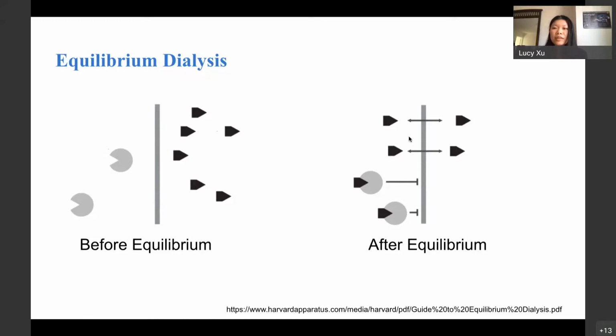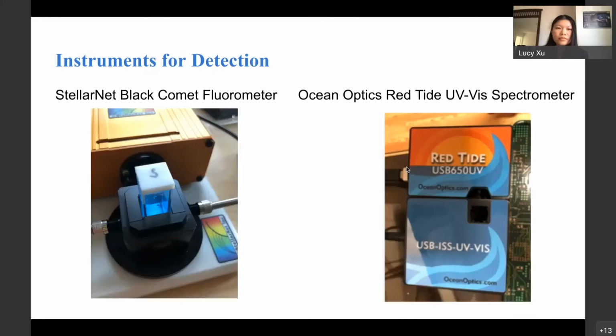So after putting the plate with both sides into the plate rotator, which spins the plate to reach equilibrium, which takes around 24 hours, it'll reach the right side, where you see some of the sorrelin would intercalate with the DNA, and the free sorrelin would be free to equilibrate, and you would see that as the sorrelin moves to the side of the DNA, there would be a lower concentration on the side with just the free sorrelin. For the instruments for detection, I used the fluorimeter. You can see that AMT has a blue fluorescence, and the UV spectrometer, the red tide.